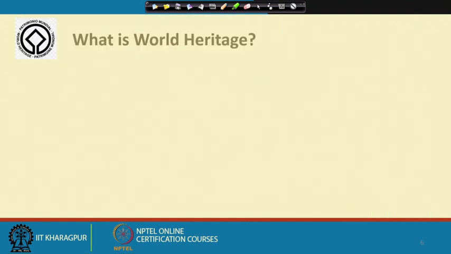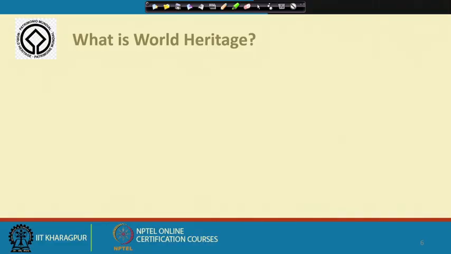Now, while we are talking so much about World Heritage Sites, we must understand what a World Heritage Site is, what the significance of this logo is, who takes the decision, what the criteria are, what the process is, and what the responsibility or benefit is when certain areas or structures, either historic or modern, are described as a World Heritage Site. So, this is what we are going to discuss.